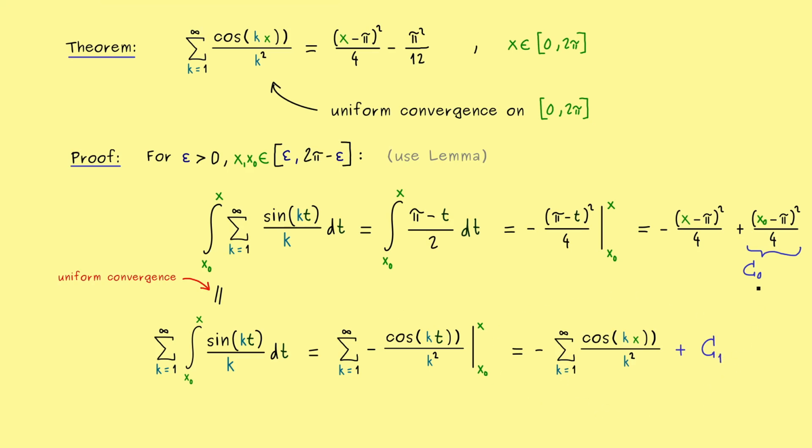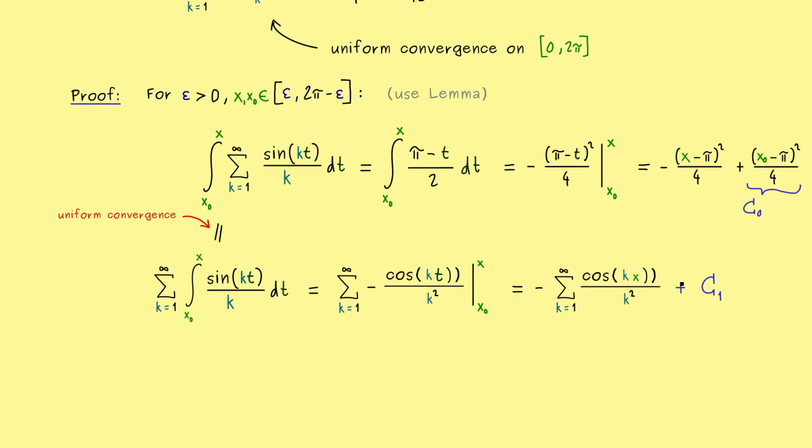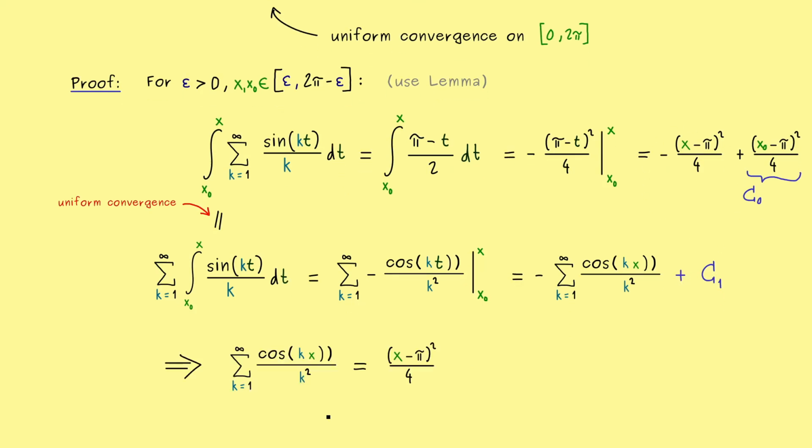This is equal to that, and now we can put it together and remove the minus signs. So we have that the series of the cosine functions with k squared in the denominator is equal to this quadratic function here plus a constant. So let's call this constant simply c. And this is exactly what remains to show. We have to calculate this constant now.